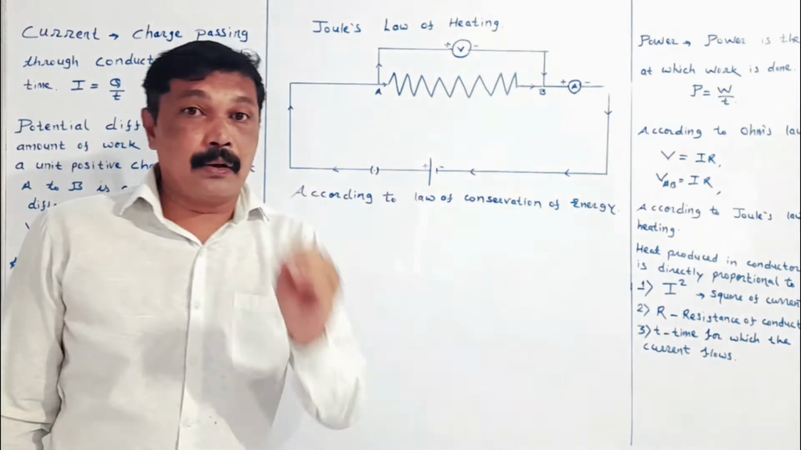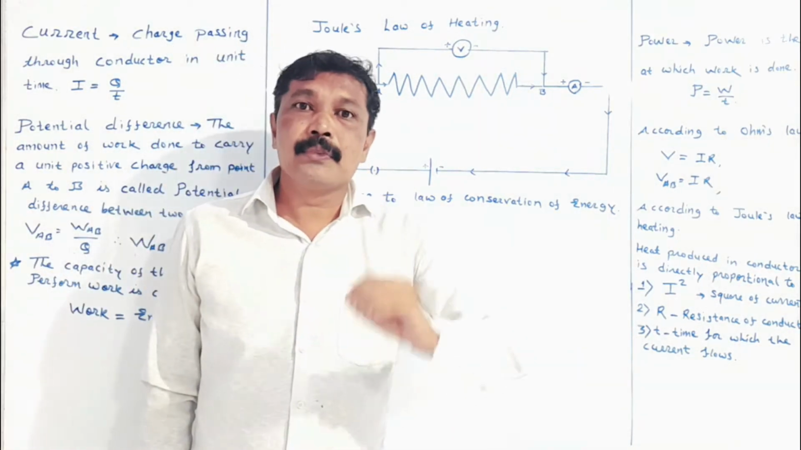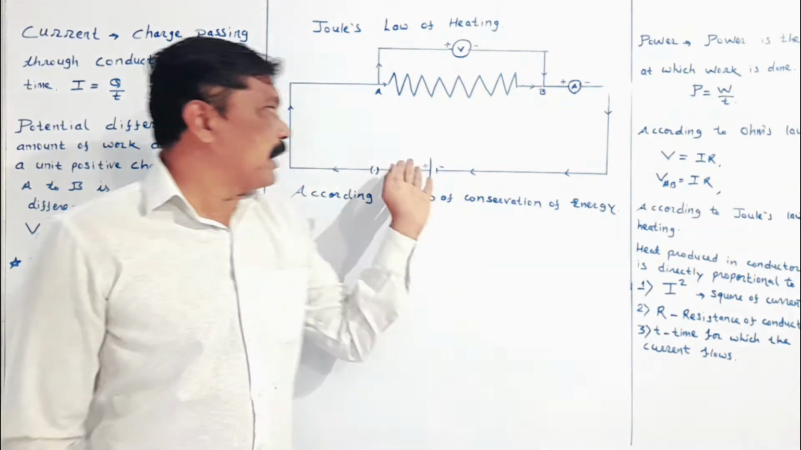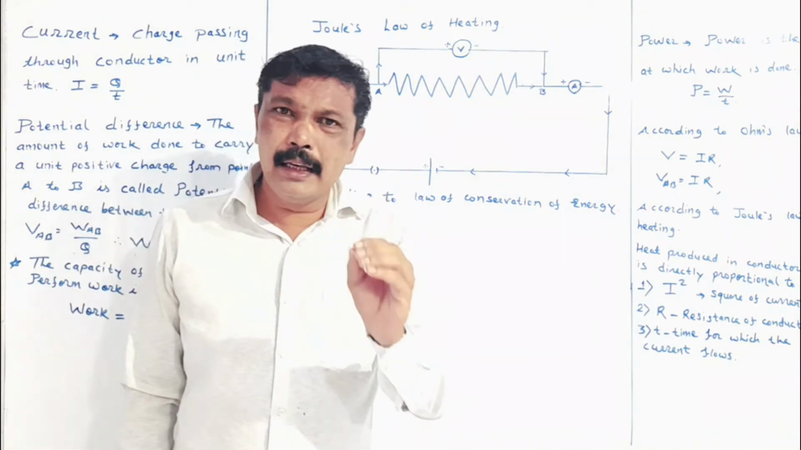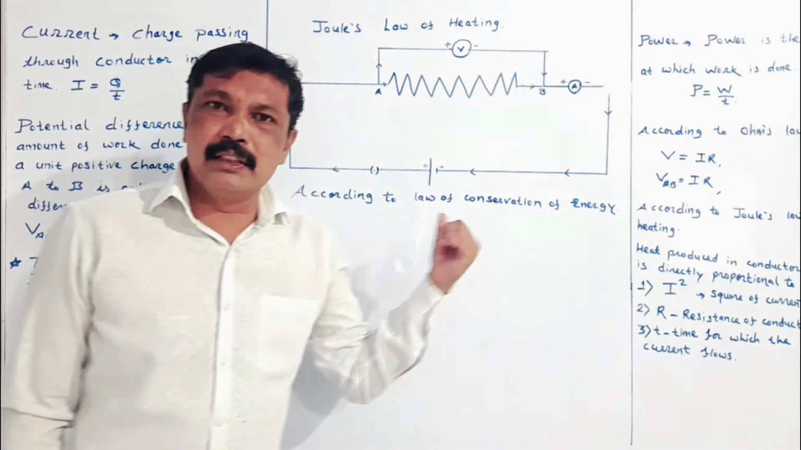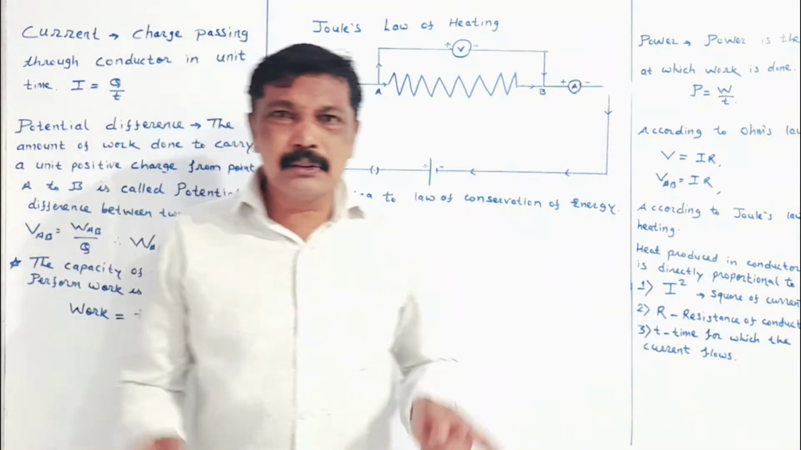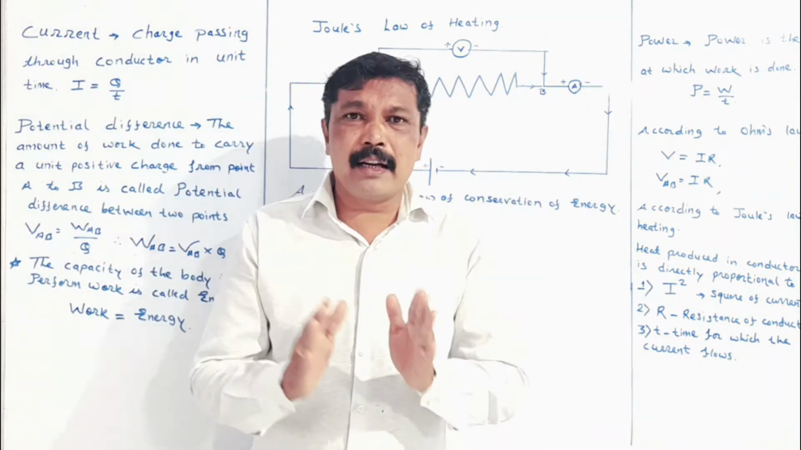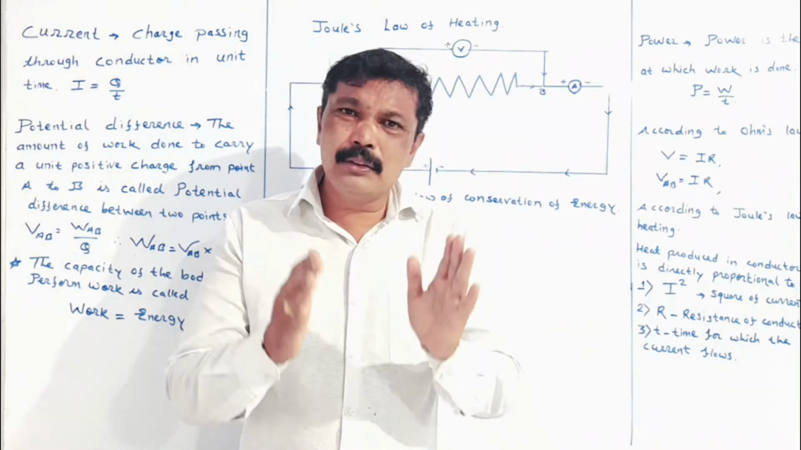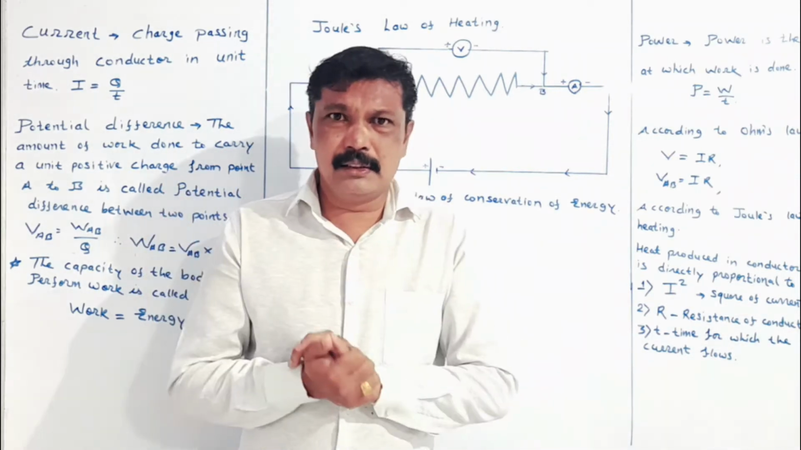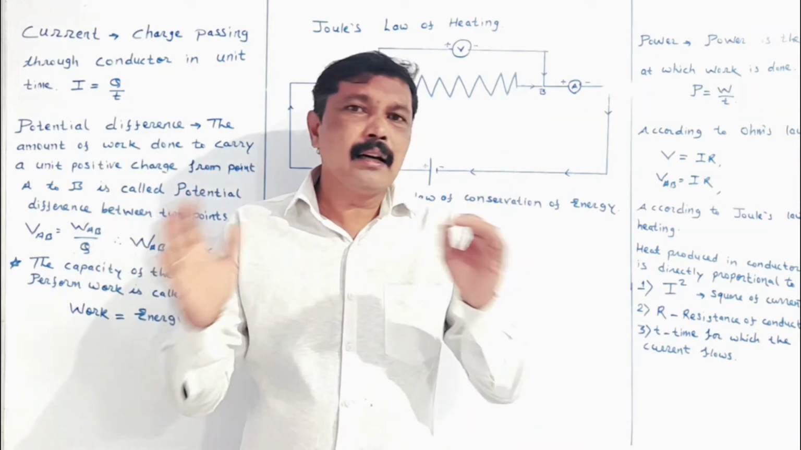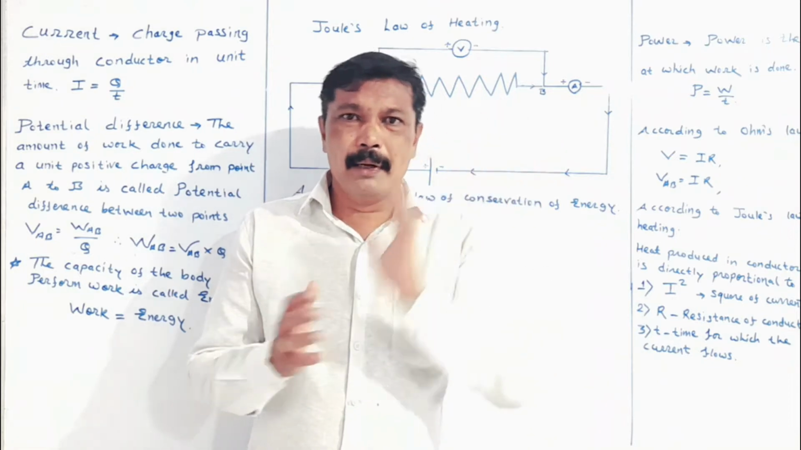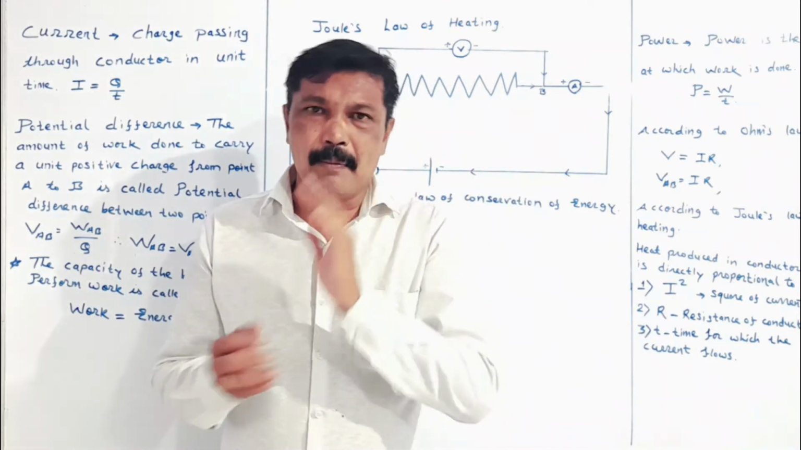We are studying Joule's law of heating. Connect various components in a circuit as shown in the circuit diagram. We have taken a connecting wire. To this connecting wire, we have connected a cell. We have also connected the resistance in the conducting wire. We have also connected a voltmeter. We have also connected an ammeter.